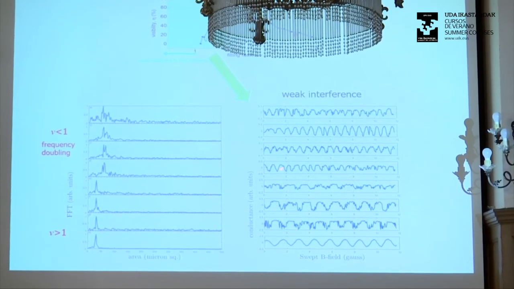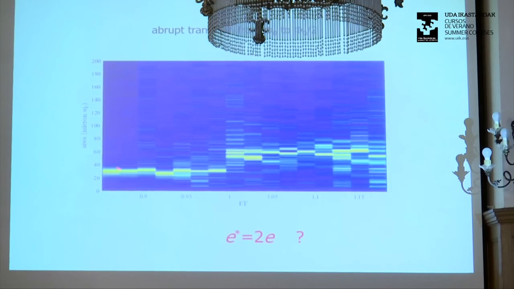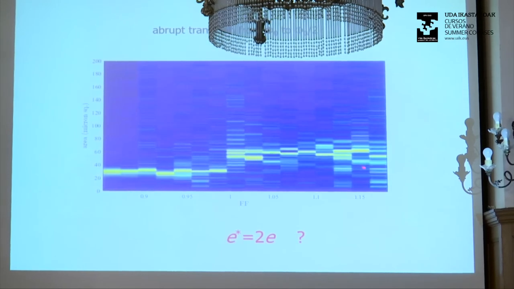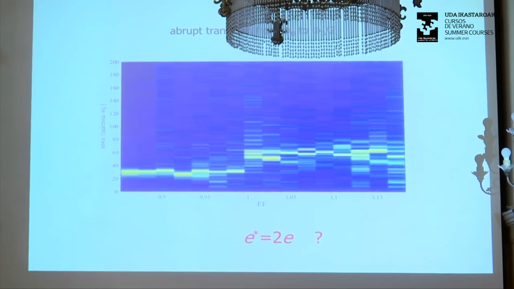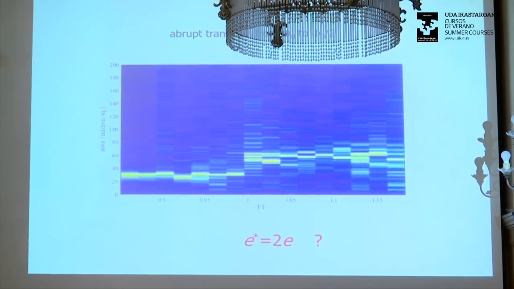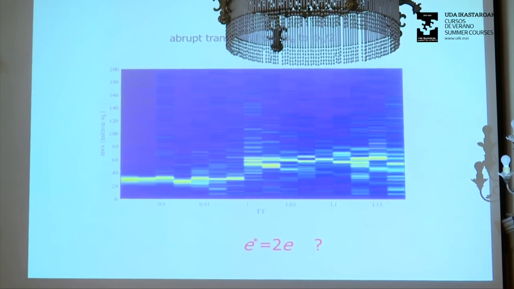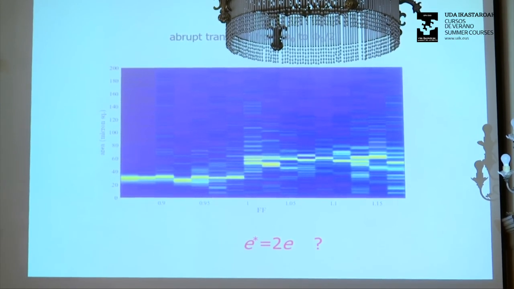And suddenly you see, if you look at the Fourier transform of this, you see now double frequency. And if you plot it, look at this. You have this h over e, h over 2e, and there is no transition even. It's abrupt. We couldn't resolve this transition at all. So again, h over 2e.